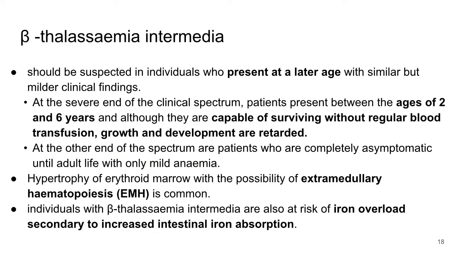Beta thalassemia intermedia should be suspected in individuals who present at a later age with similar but milder clinical findings. At the severe end of the clinical spectrum, patients present between the ages of 2 to 6 years, and although they are capable of surviving without regular blood transfusion, growth and development are retarded. At the other end of the spectrum, a patient is completely asymptomatic until adult life with only mild anemia. Hypertrophy of erythroid marrow with possible extramedullary hematopoiesis is common. Individuals with beta thalassemia intermedia are also at risk of iron overload secondary to increased intestinal iron absorption.